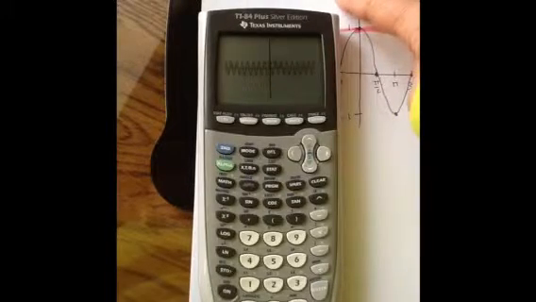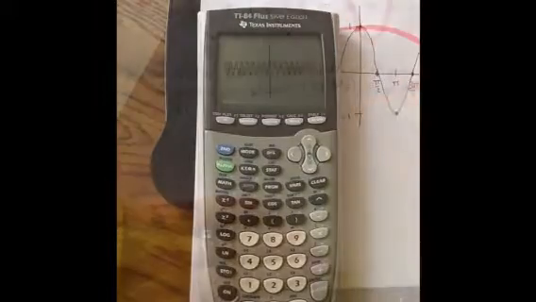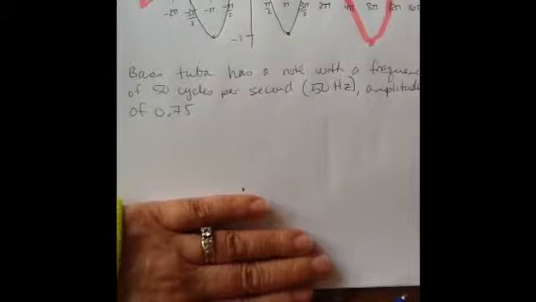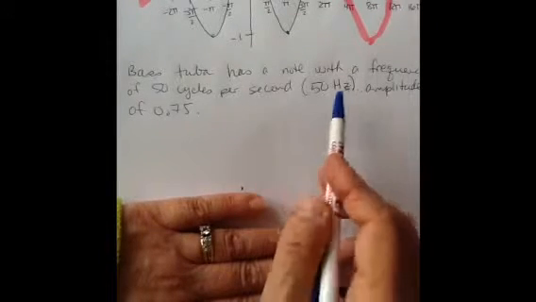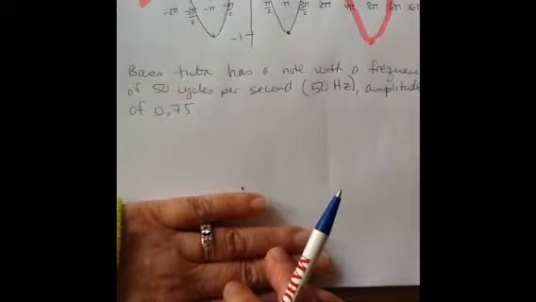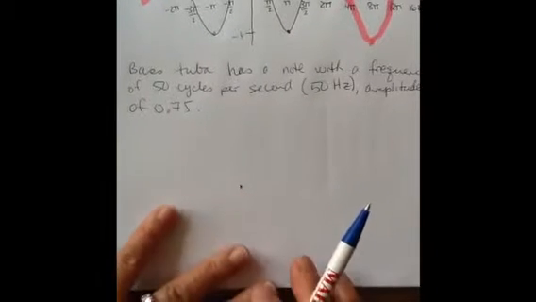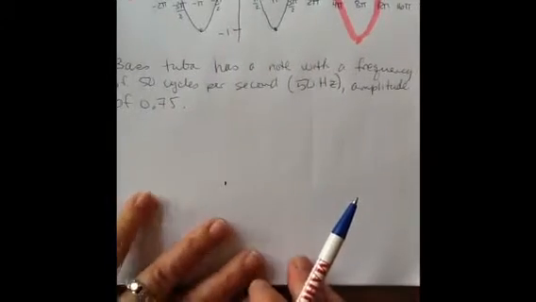That's what happens here. All right, the next problem says we have a bass tuba that can hit a note with a frequency of 50 cycles per second, known as 50 hertz, and an amplitude of 0.75. Now we need to write a cosine function for this to model the initial behavior that the sound wave has. So we're going to look at 50 cycles per second.